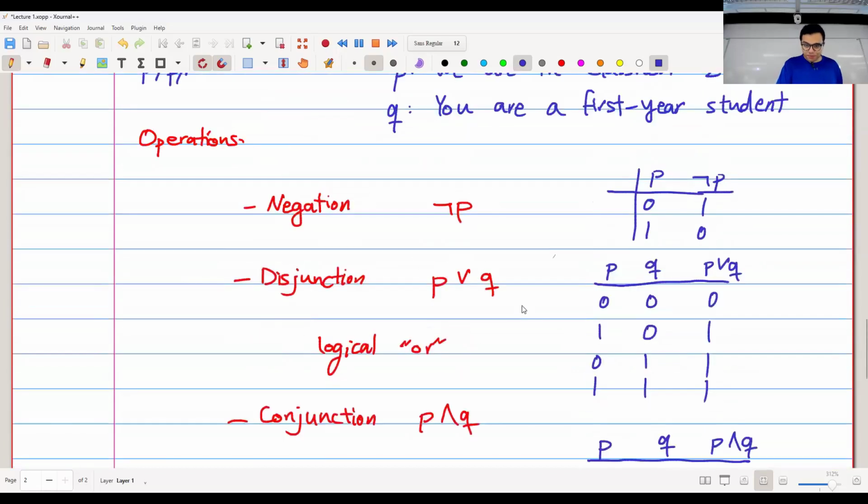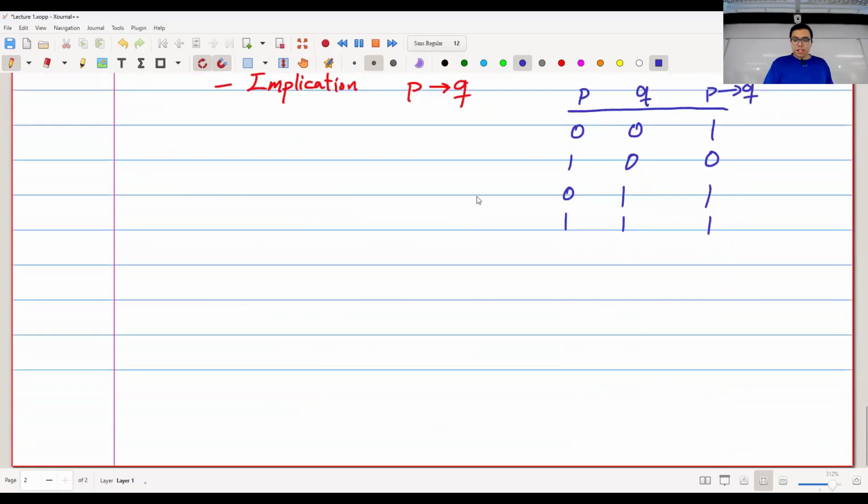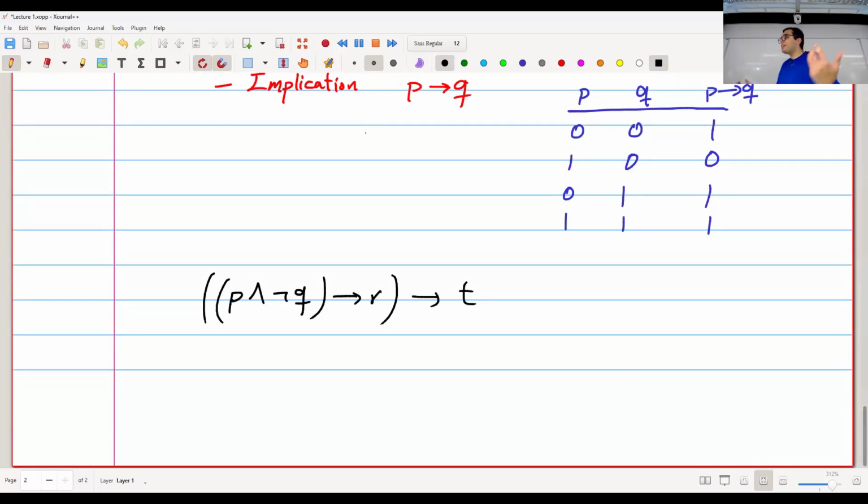Okay. So now, of course, I can combine all of these operators and I can create all sorts of weird combinations of different atomic propositions. So if I have a bunch of atomic propositions, P, Q, and R, I can write something like this. P and not Q implies R. And then I can say all of this implies T. And this all makes sense.